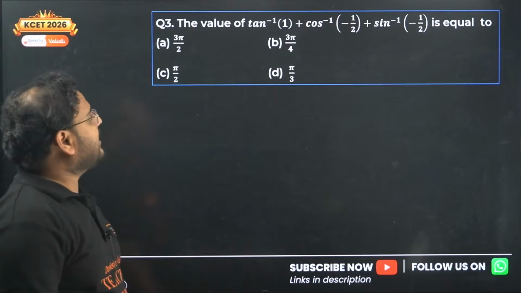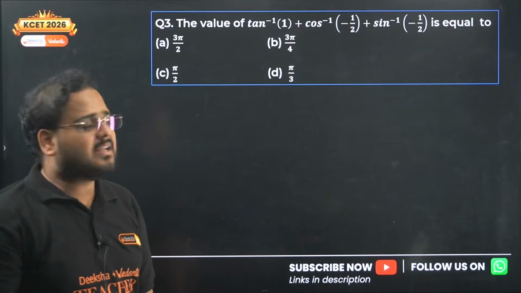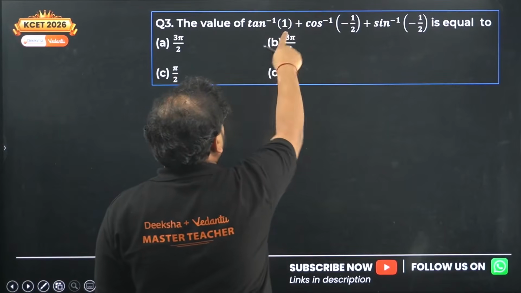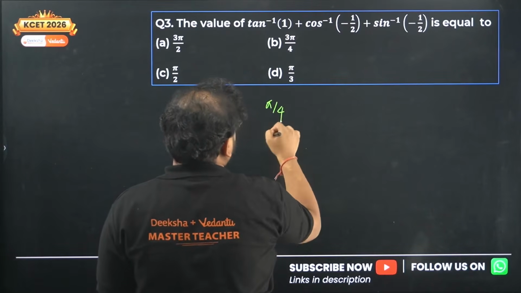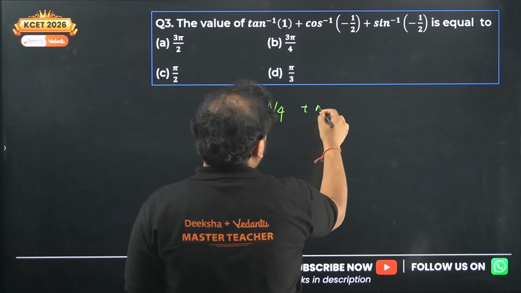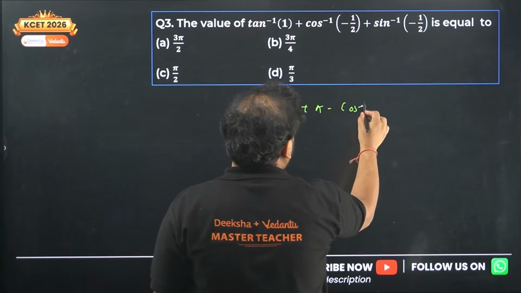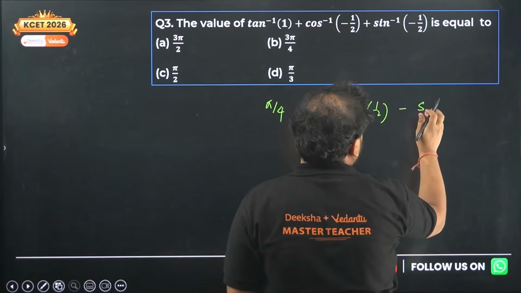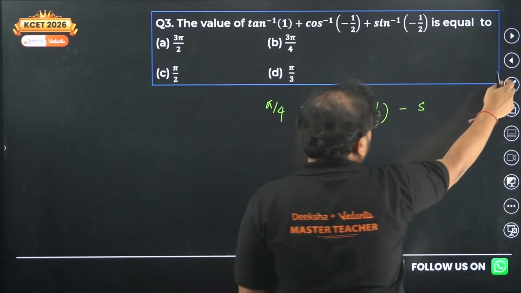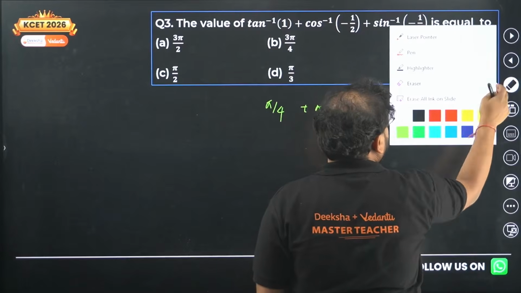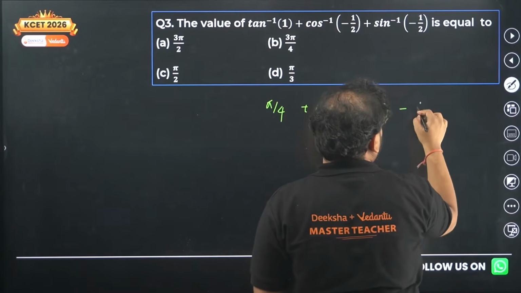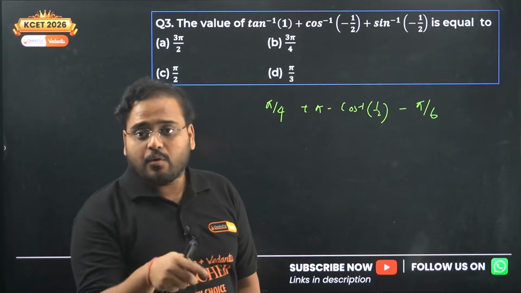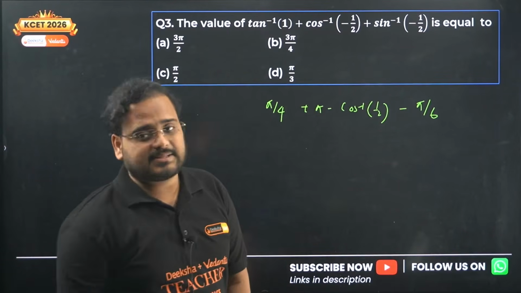Third one, the value of tan inverse of this is basically an expression. We are going to solve it from here. Pi by 4. Here we'll get pi minus cos inverse of 1 by 2. And we have over here minus sine inverse of minus 1 by 2, no? It'll become pi by 6. Sine inverse of minus 1 by 2 will become minus sine inverse of 1 by 2. So it becomes pi by 6.